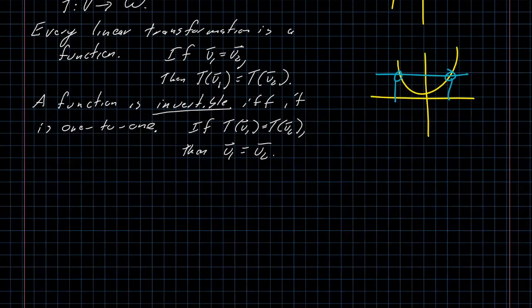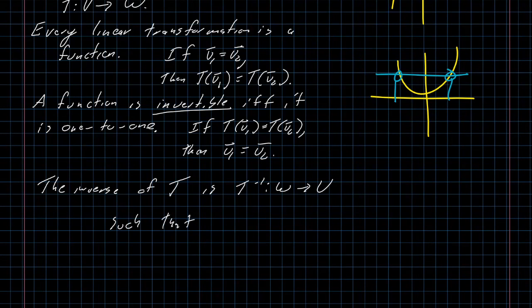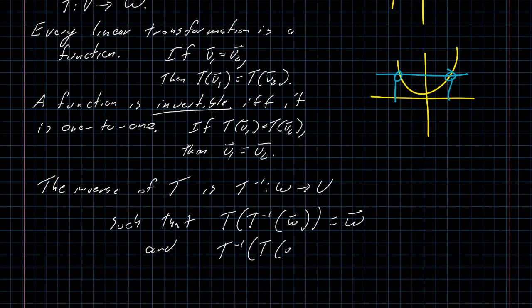And we know the definition of an inverse function. The inverse of T is another function written as T raised to the -1 power, as T inverse, and it's going to map in the other direction, from W to V. And we want that T of T inverse of vector w is equal to w, and T inverse of T of vector v is equal to vector v. That's what it takes to have an inverse.